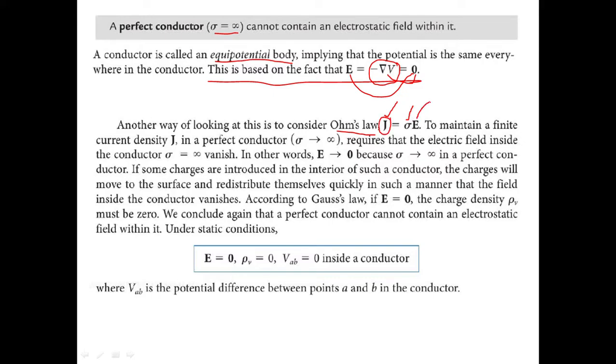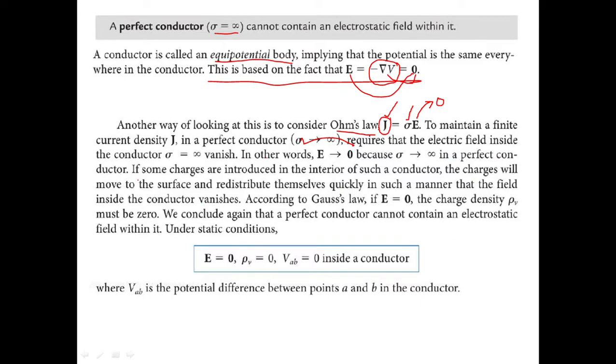Now, if you want to say this J to be constant and sigma is infinity, this E has to be zero. That is what is told here. To maintain a finite current density J in a perfect conductor as sigma tends to infinity, requires that the electric field inside the conductor vanish. In other words, E tends to zero because sigma tends to infinity, right?